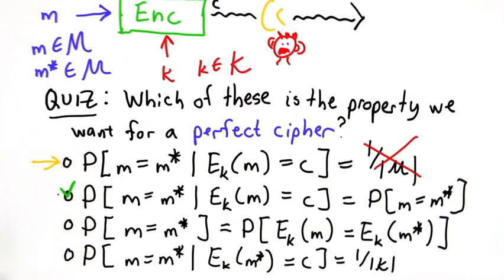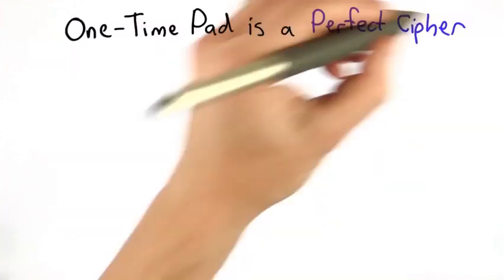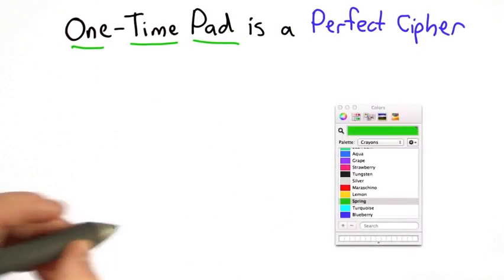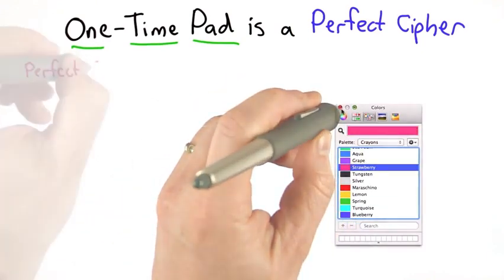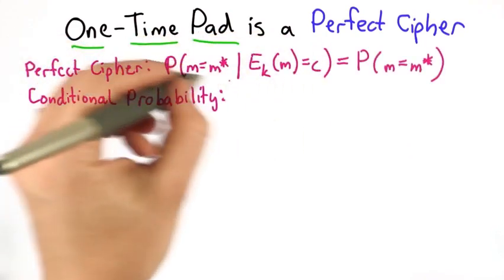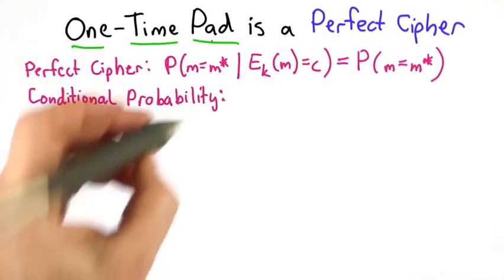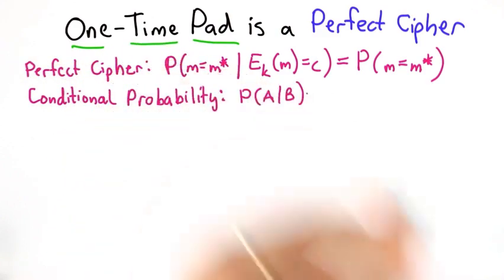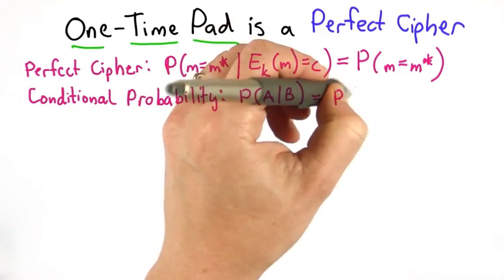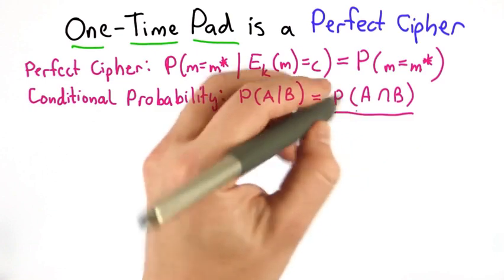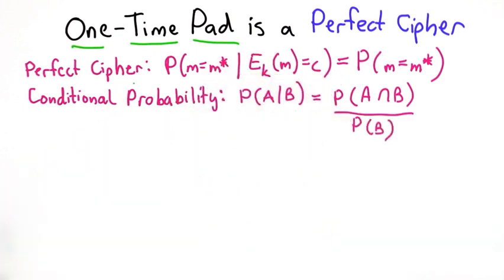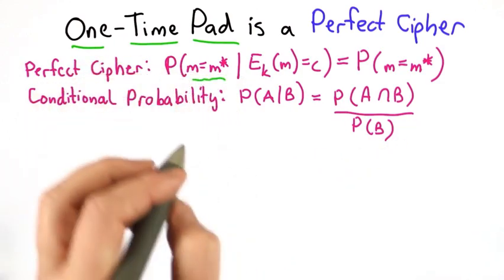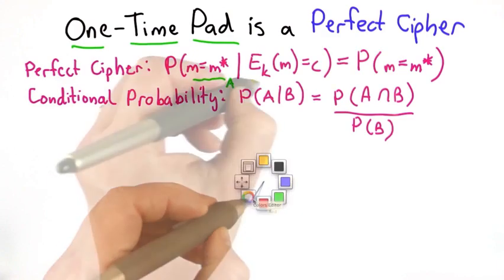Now the question is, can we prove that the one-time pad has this property? Our goal is to show that a one-time pad is a perfect cipher. Now that we have the definition of a perfect cipher, we should be able to argue that formally. So this was our definition. Since our definition uses a conditional probability, we should also remember the definition of conditional probability, which is the probability of some event A conditioned on event B happening is equal to the probability of A intersect B divided by the probability of B. So to show that the one-time pad is a perfect cipher, we just need to calculate this, where A will be this event and B will be this event.